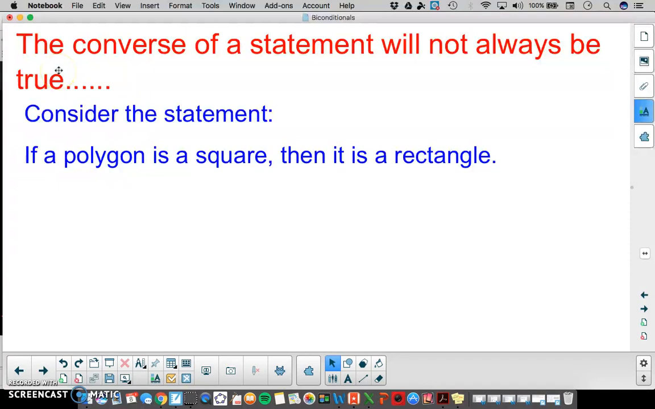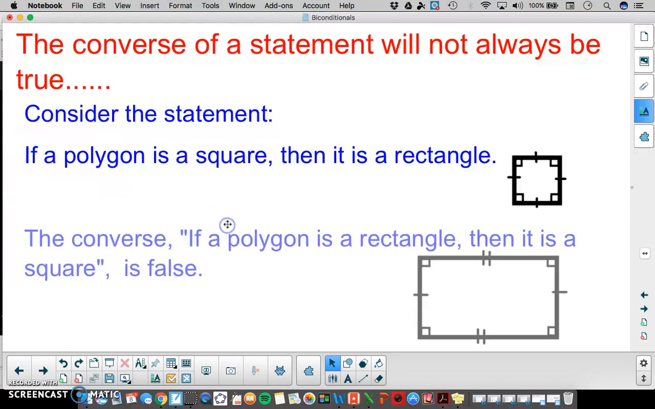Now, the converse of a statement will not always be true. Let's consider the example, if a polygon is a square, then it is a rectangle. We do know that that is true. This square here is a rectangle. Let's now consider the converse of that statement. We would switch the hypothesis and conclusion to say, if a polygon is a rectangle, then it is a square. Well, not every rectangle is a square, so this would be a counterexample to show that this is false.